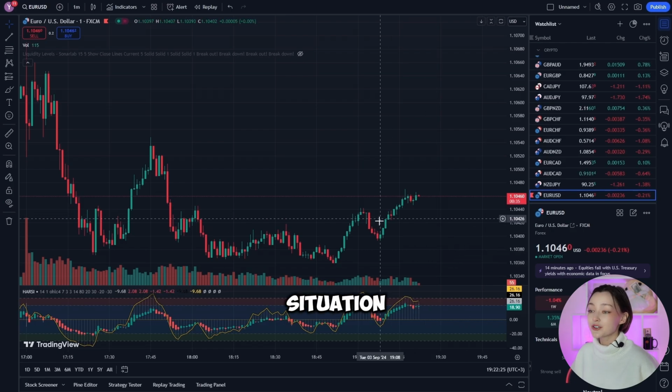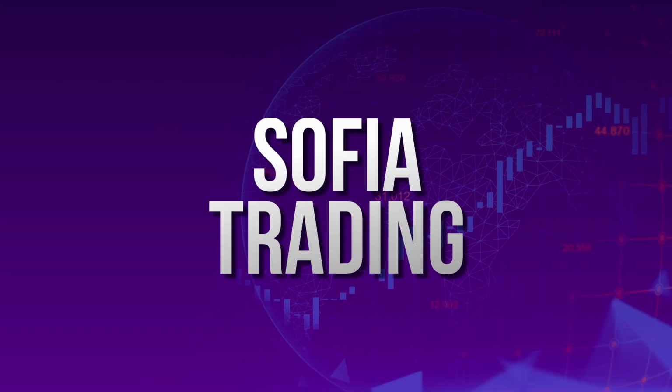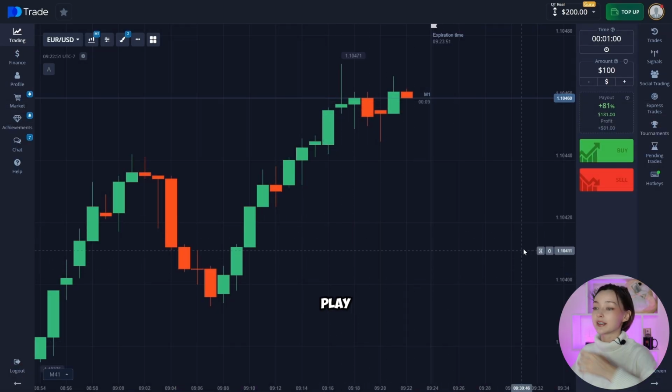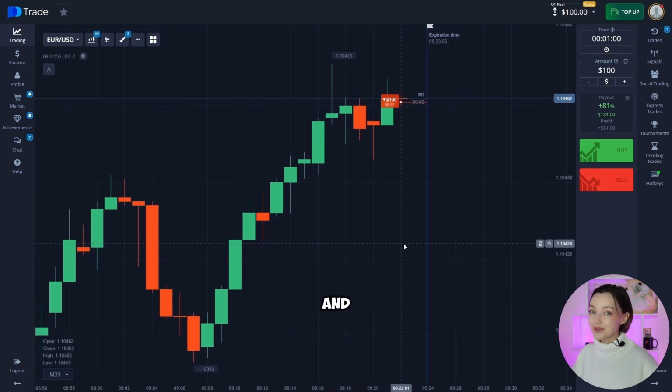So I found the first situation at the Euro-US dollar pair. Let's get to the broker and open a trade so that we don't lose the entry point. So I came to the broker and I placed the trade downwards. Now let's go back to TradingView so that I can explain the situation to you.